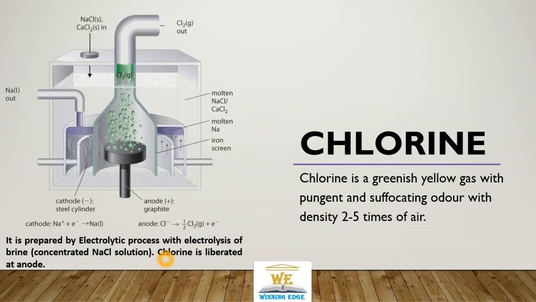You see here, chlorine is going here. Here we use molten sodium chloride. Sodium is coming out here. Graphite is used as anode and the cathode is a steel cylinder.